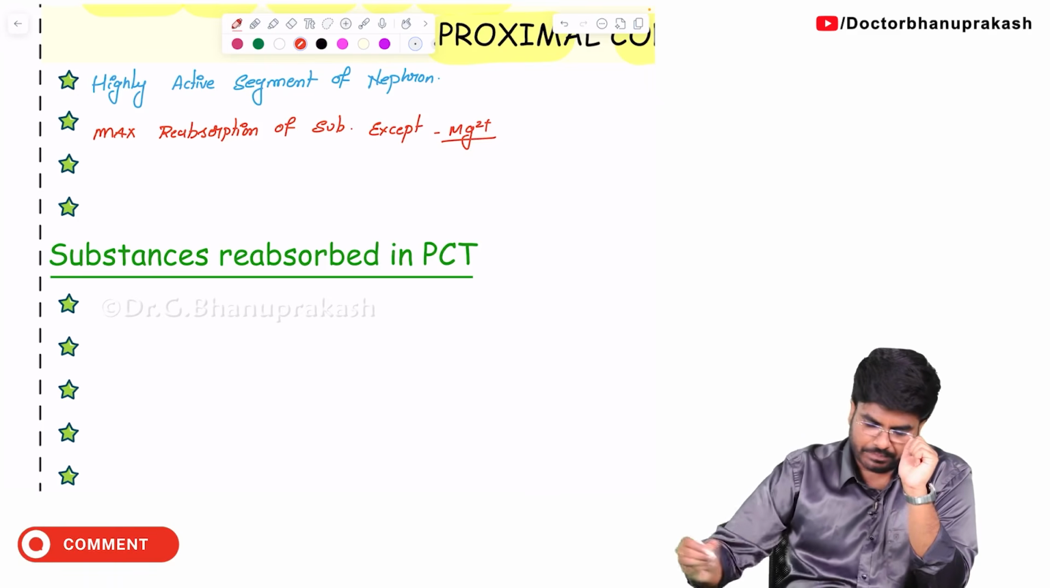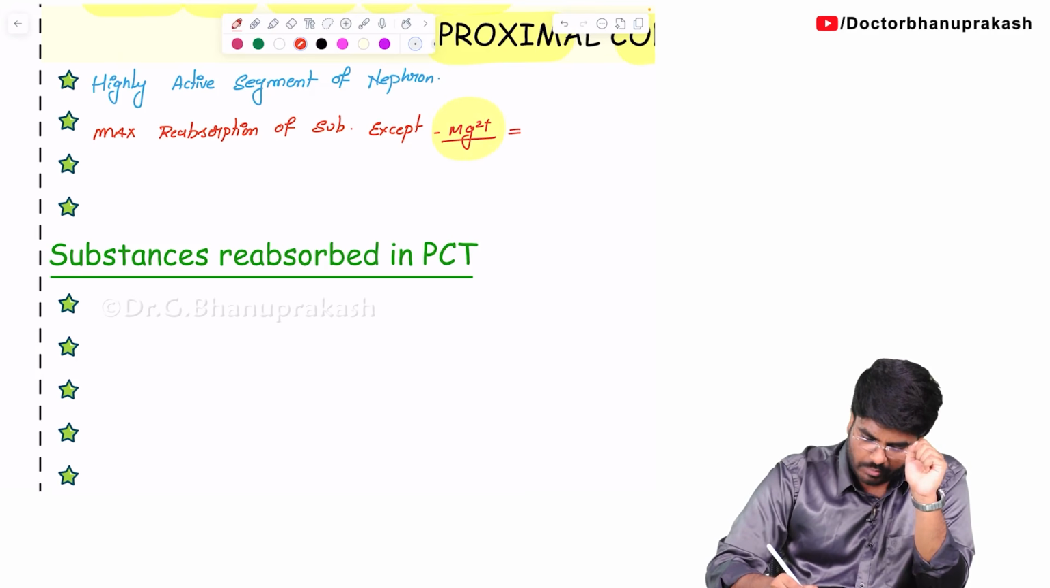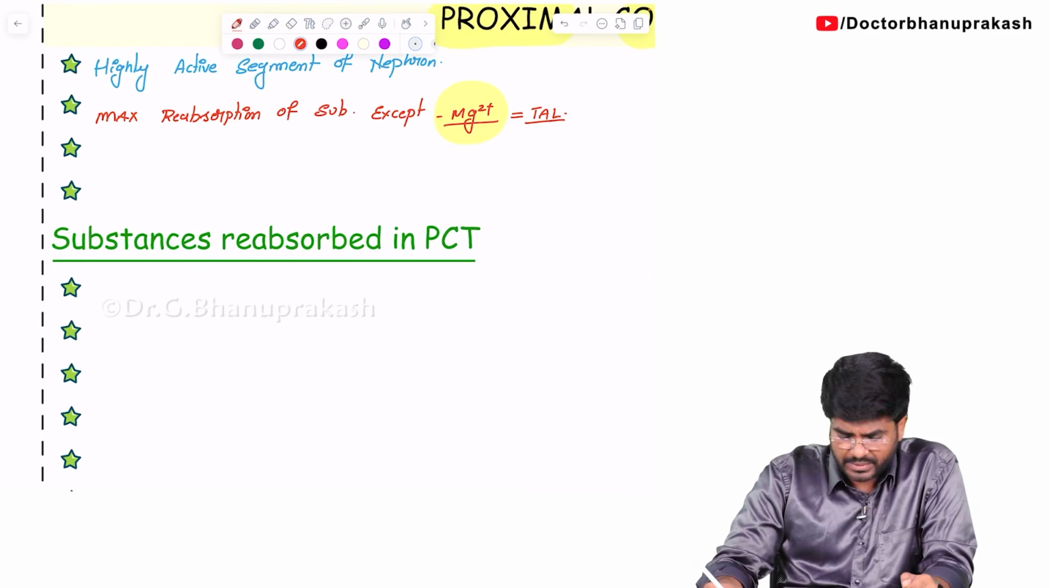Okay. Next, you will be having a doubt. So then, where will magnesium be reabsorbed? Magnesium will be reabsorbed in the thick ascending limb of the loop of Henle. Done. Next, any other specialty regarding the PCT?